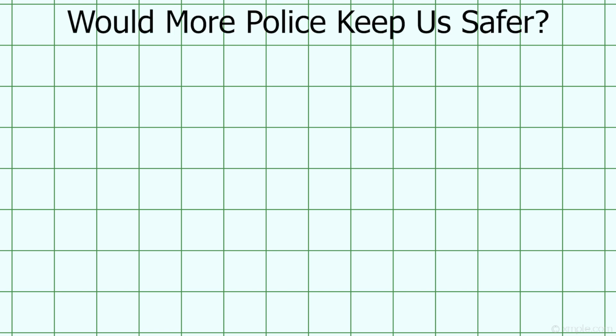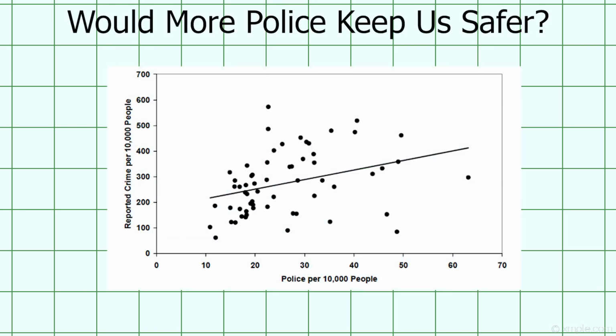Let's start out with a scatter plot. As we can see, the x-axis is the number of police officers per 10,000 people in a city, and the y-axis is the crime rate per 10,000 people. Looking at the shape of the scatter plot, do you think the correlation coefficient will be positive or negative? Because of the upward sloping shape of the scatter plot, the correlation between police employment and the crime rate will be positive. Does this mean that cutting back police employment would reduce crime?